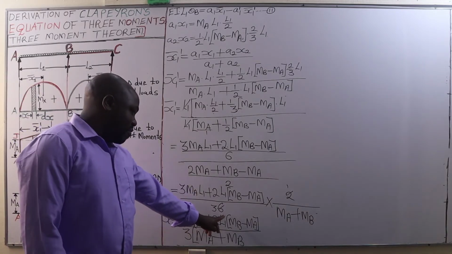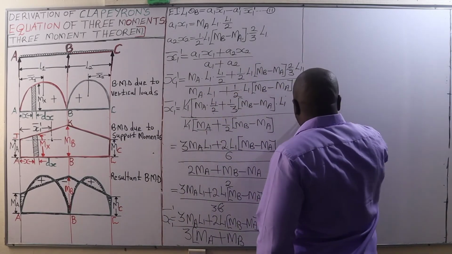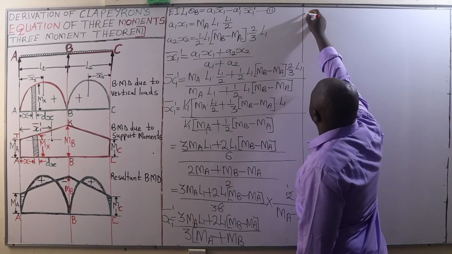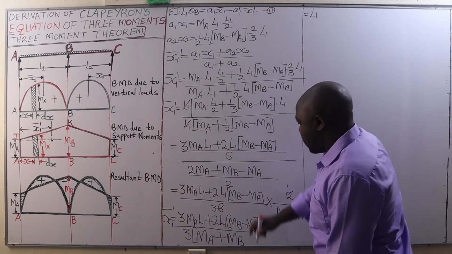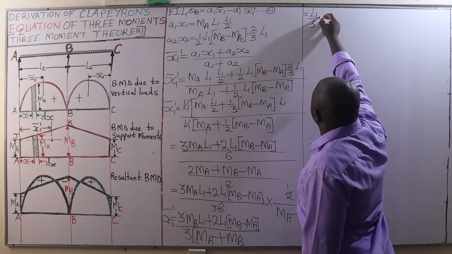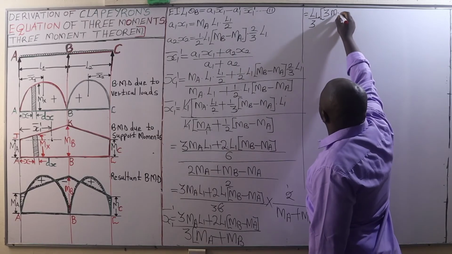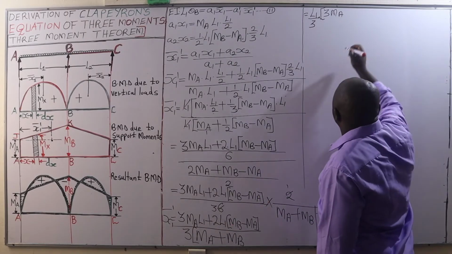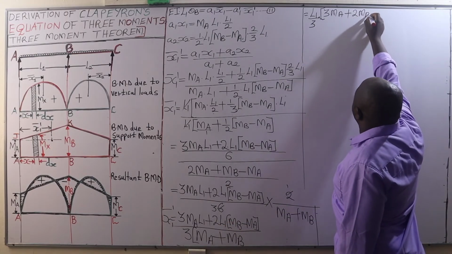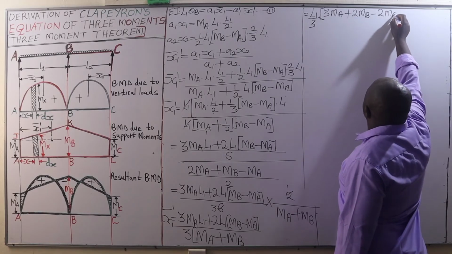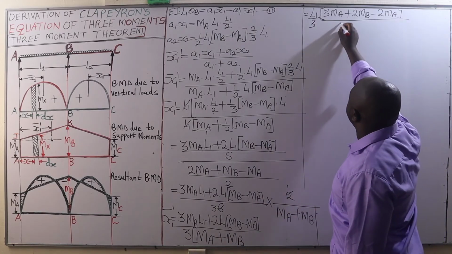The next thing we are going to do is to factor out L1. And when we factor out L1, we are going to have this L1. We can say L1 over this 3, therefore L1 over 3 multiplied by the numerator we have 3MA plus, we open the brackets, this is going to be 2MB minus 2MA all over MA plus MB.